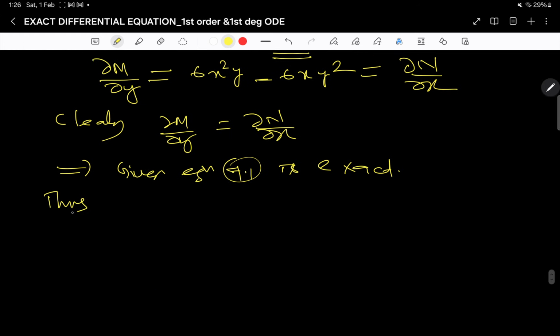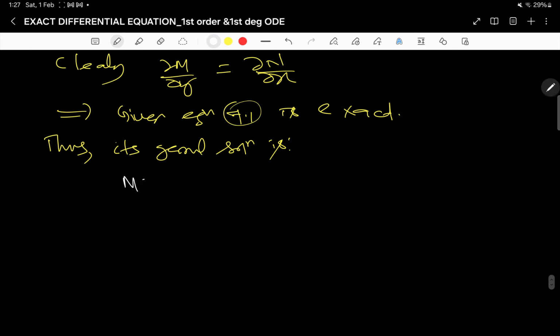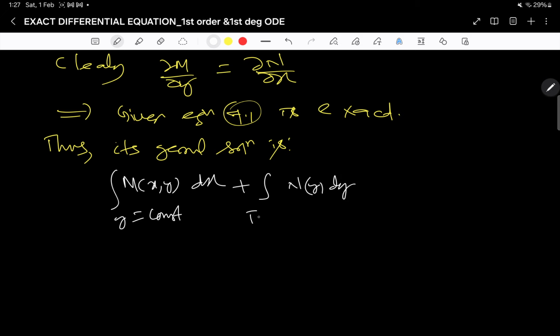Thus its general solution is, now if you try it by the homogeneous equation method, then it is quite lengthy, so this is a better approach. So now the general solution is, you should always write the formula: integral of M(x,y) dx, treating y as constant, plus the integral of N(x,y) dy, terms independent of x, is a constant c1.